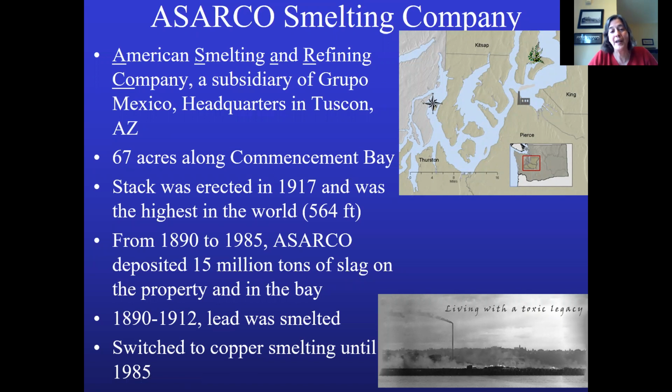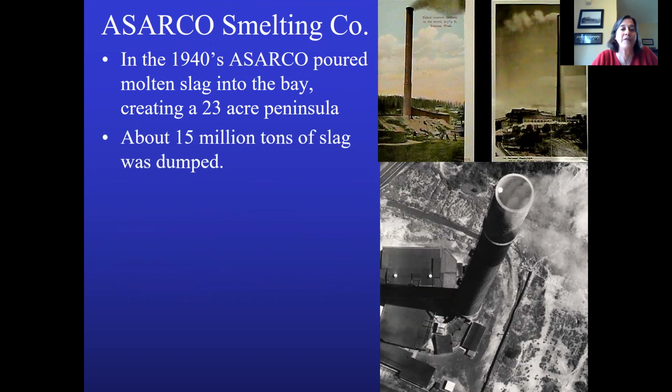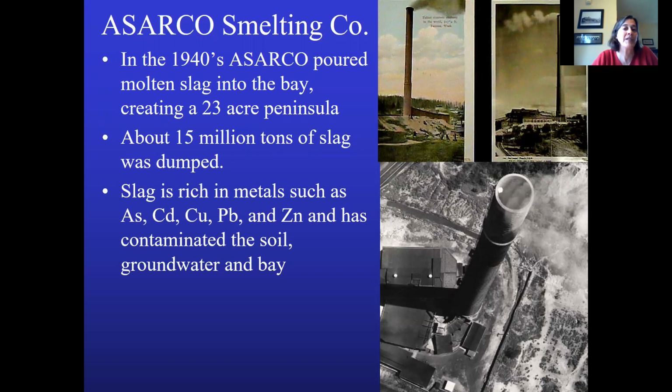So why should you care? It's because to this day, Mercer Island is polluted because of the ASARCO smelting plant. In the 1940s, they poured all of this stuff, and then our Elliott Bay is polluted also because of all the stuff they poured into the water. So 15 million tons of slag, and that's full of heavy metals, things that are very poisonous to sea life, etc. The soils are just completely destroyed in that area too.